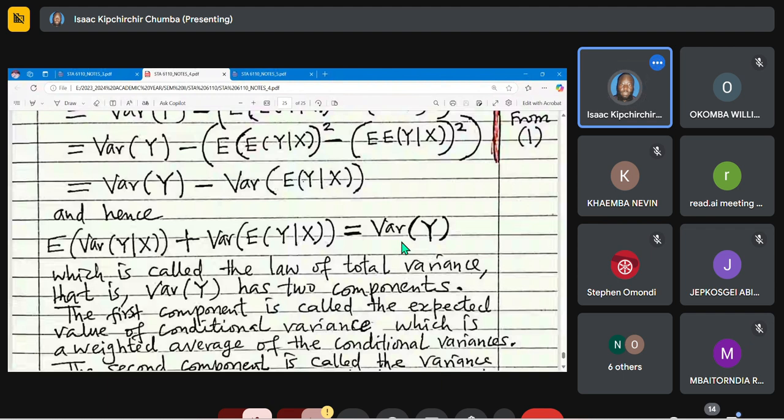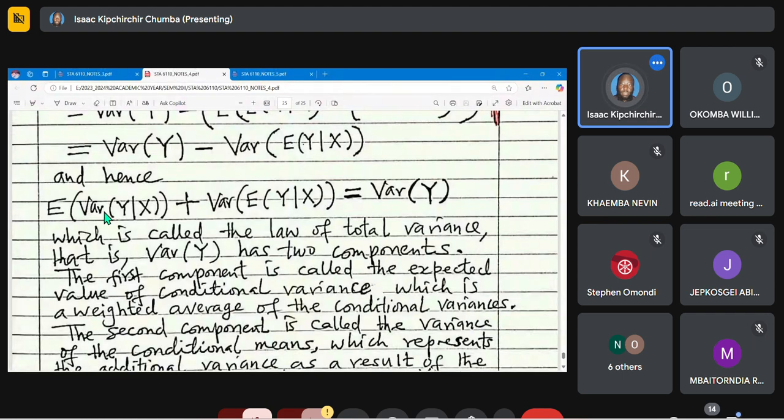The first component is called the expected value of the conditional variance. You can see the expected value of the conditional variance is a weighted average of the conditional variances. It's actually averaging conditional variances. The weights are provided by the conditional distribution of Y given X. So it is a weighted average of the conditional variances.